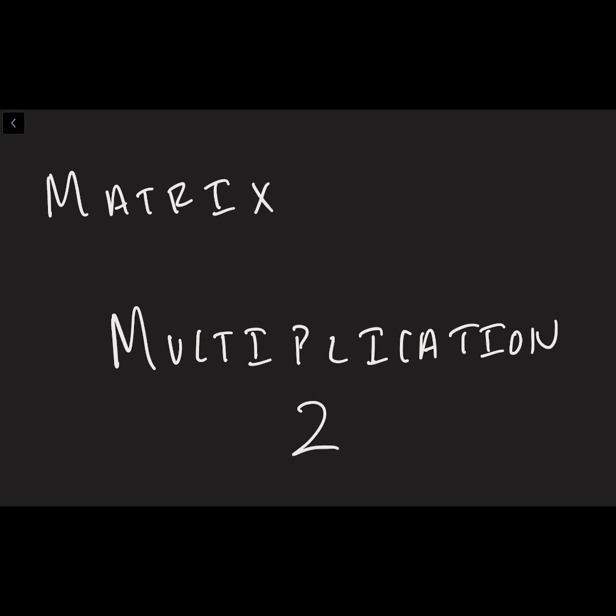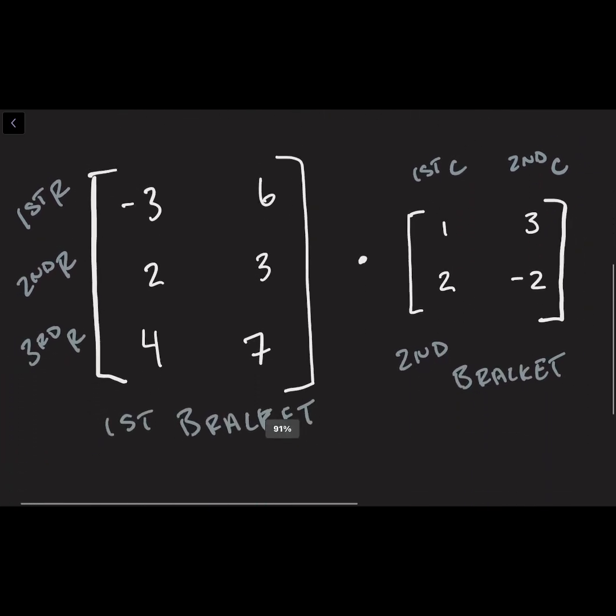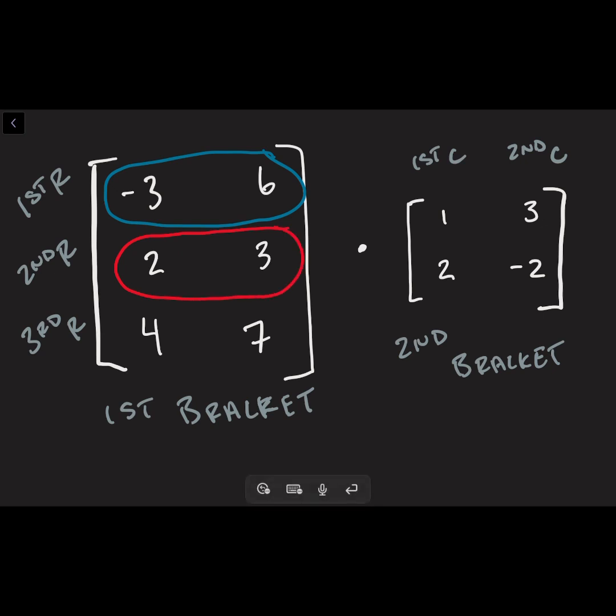Let's go ahead, slide down to our example of the day. So right now, we got our matrix. In the first bracket, for our first row, we got -3 and 6. Color coordinate that with blue. Circle that for y'all. In our second row, we got the numerals 2 and 3. Color coordinate that red. And then for our third row, we got 4 and 7. Color coordinate that purple.